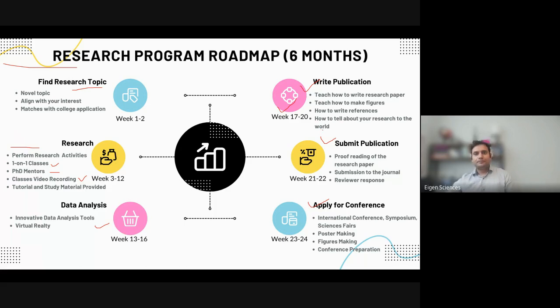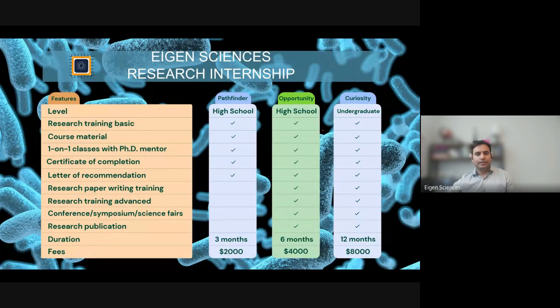Okay. And last is the fees. There are 3 different types of program. First two are for high school kids, and undergrad is getting more popular these days, and obviously high school was always popular. So there are 2 types of program for high school kids: 3 months and 6 months. For 3 months it is 2,000, and for 6 months it is 4,000.